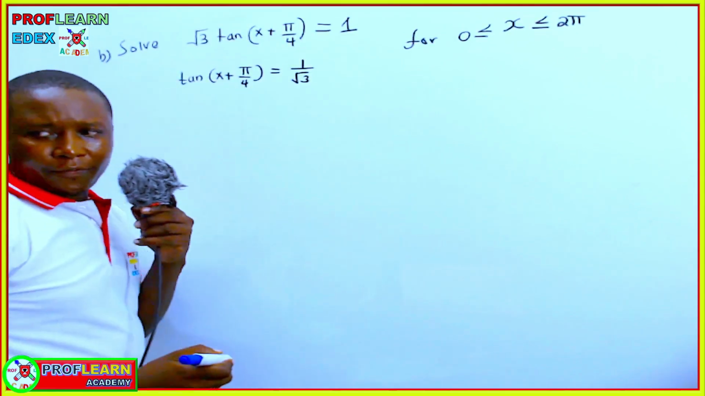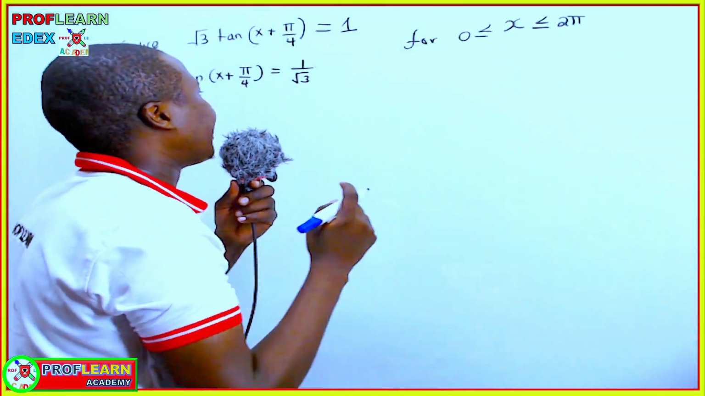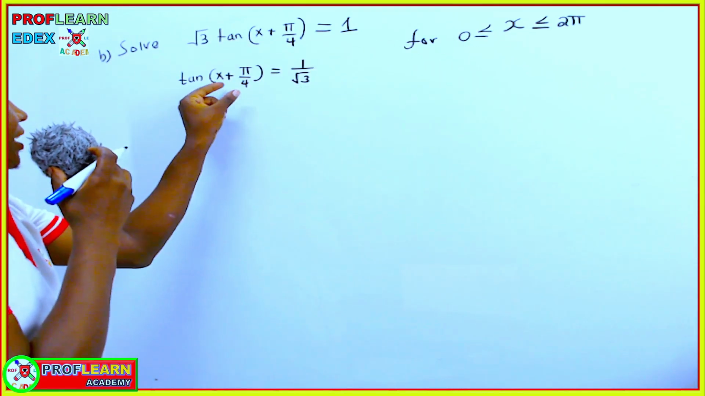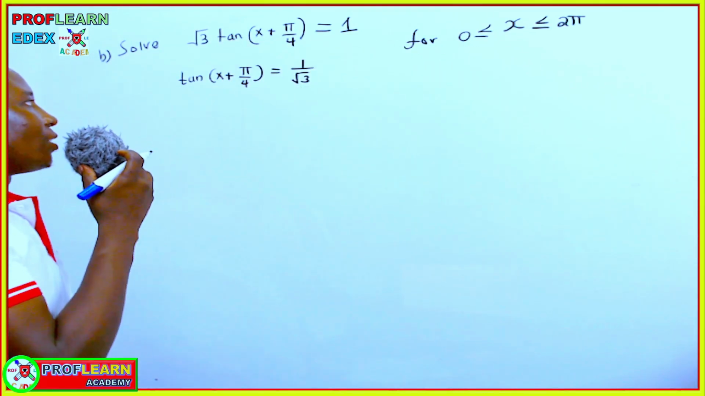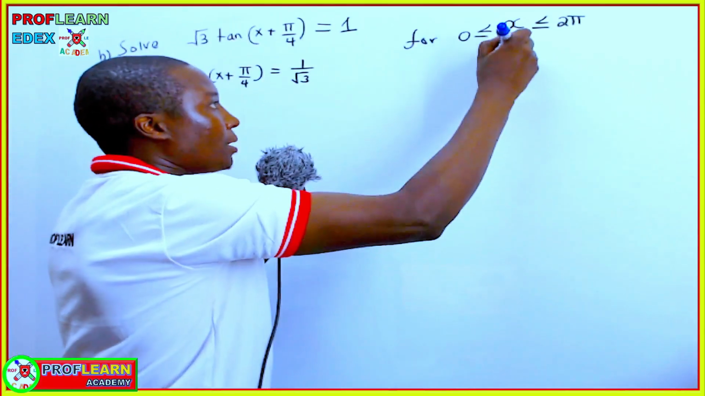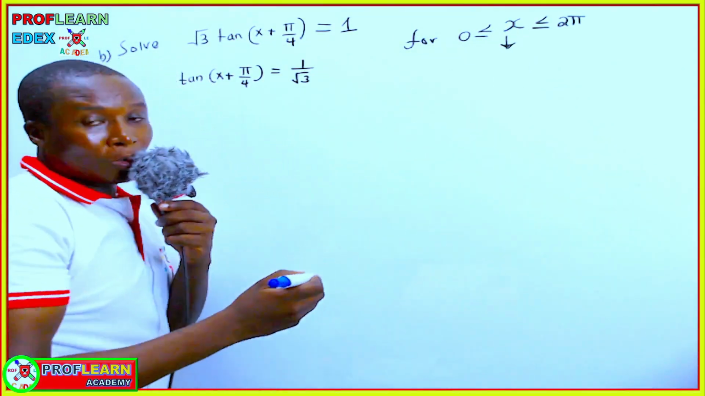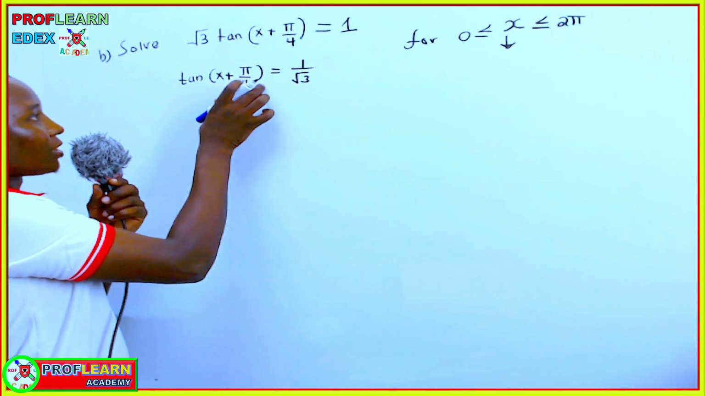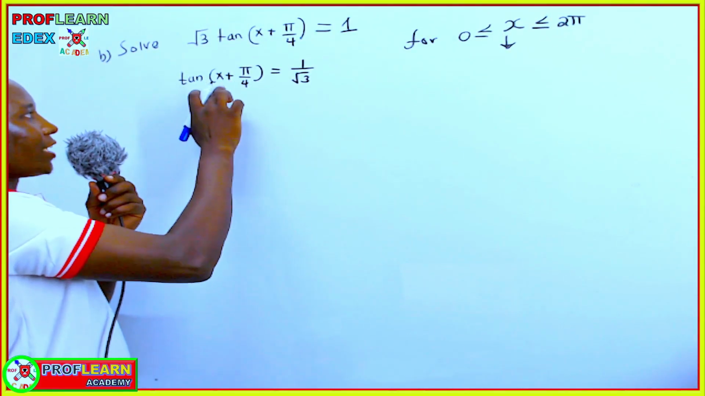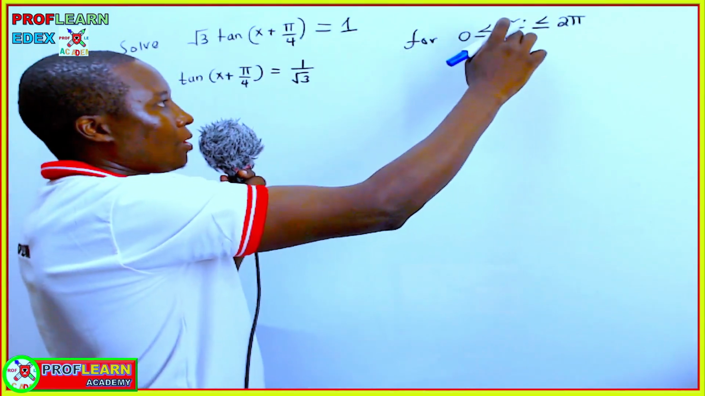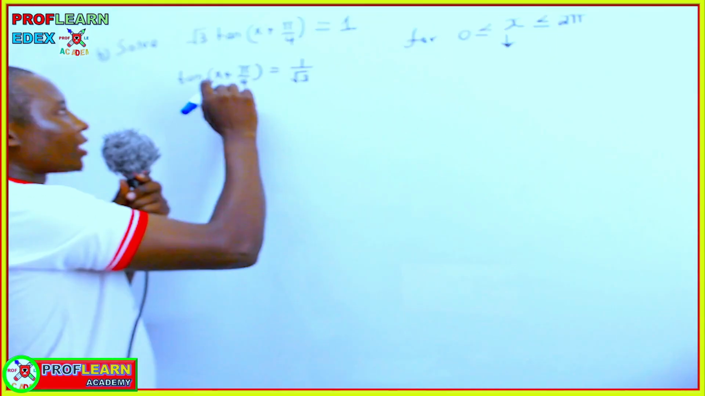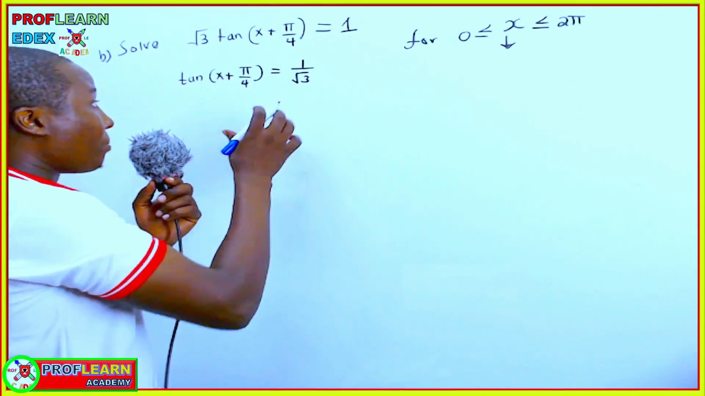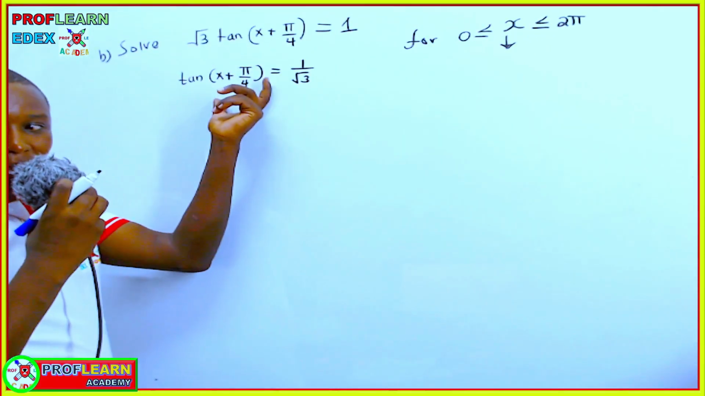Now, if you look at the range that we are having here, it is in terms of x only, yet inside here we have x plus pi over 4. The angle I have in the equation is x plus pi over 4, but the angle in the range is x. So I can transform the domain of the angle given so that it aligns with what I have at this point.